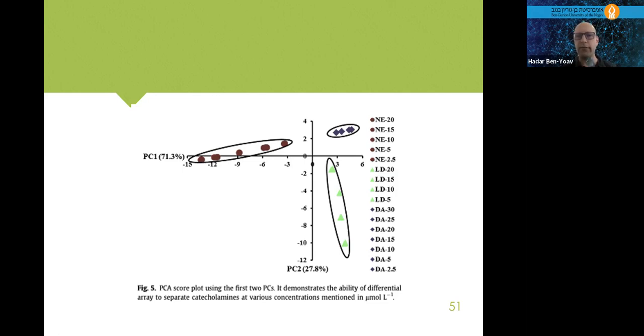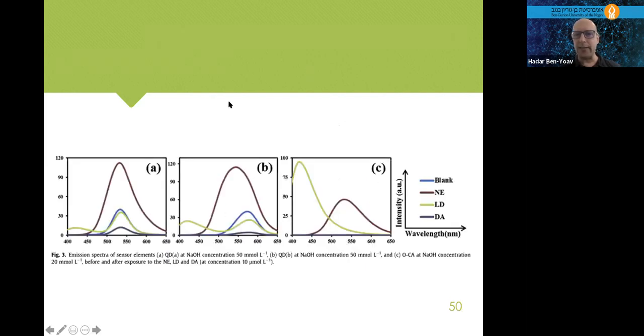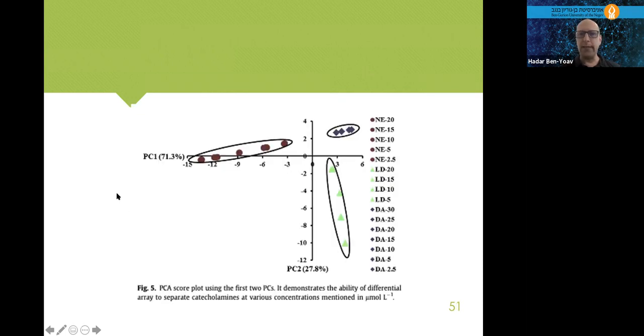Questions so far on this slide? Is it clear how the data was done? First you extract the emission from each one of the sensors from different mixtures, and then you utilize PCA to see if there is any variability in the signal that you can represent differently in a clearer way.